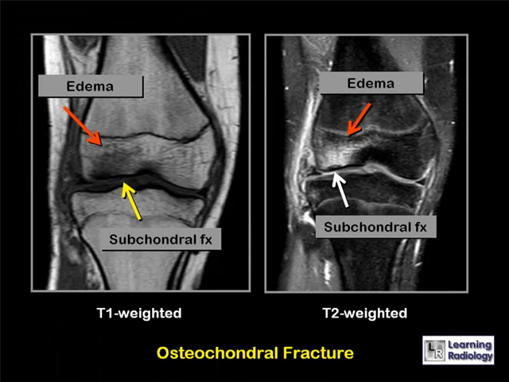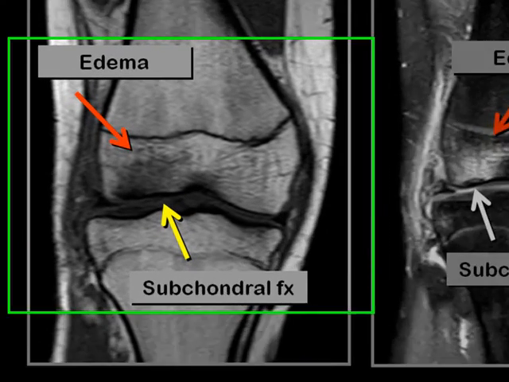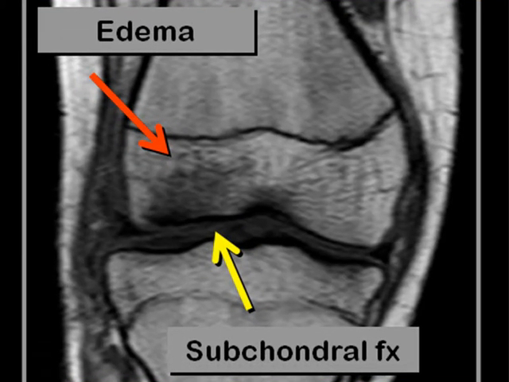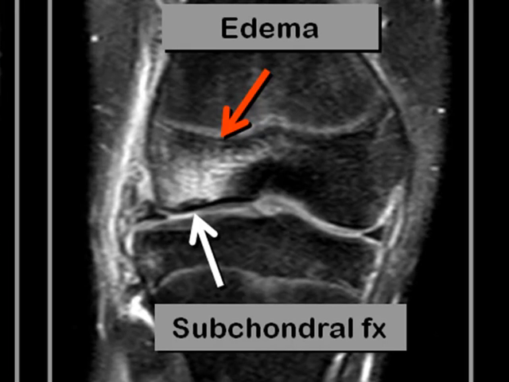On the T1 weighted MRI of the knee in the coronal projection, we see the edema of the medial femoral condyle, and we see the low signal intensity of the subchondral fracture. On the T2 weighted image, again, we see the edema. This time it has increased signal, and the decreased signal of the subchondral fracture.